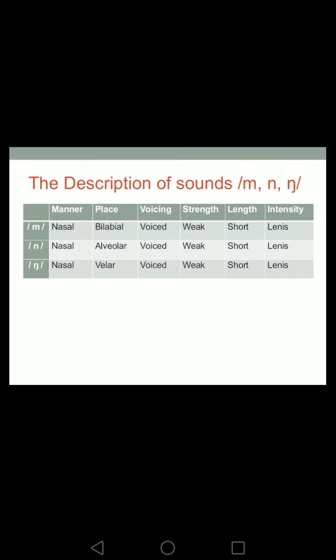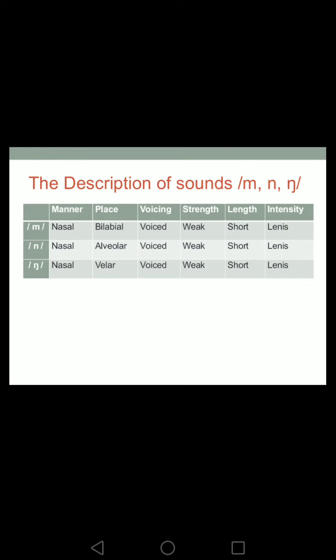In terms of place of articulation, the m sound is bilabial. Now try to pronounce the sound m. What do you do? You close your two lips. Right? So because you use your two lips, therefore it is bilabial. The n sound is alveolar because you use the tip of the tongue to contact the alveolar ridge. Of course, other parts of the tongue are also used. You have the sides of the tongue touching the sides of the palate. But the most important and essential thing is that the tip of the tongue touches the alveolar ridge.